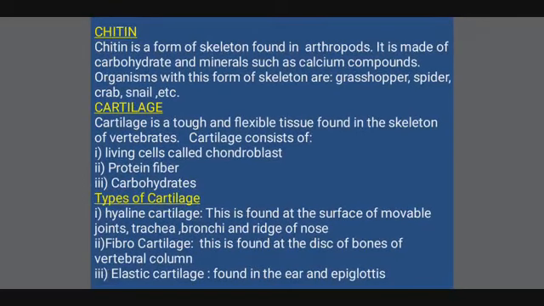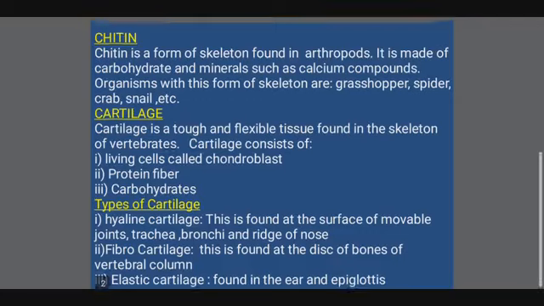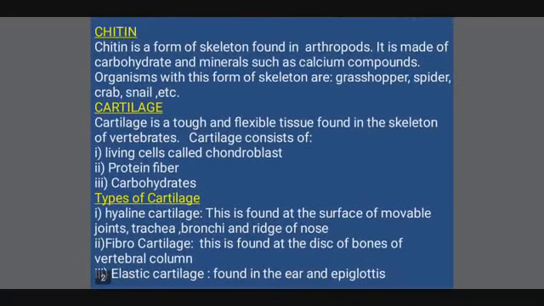Cartilage now, another form of skeleton. Cartilage is a tough, flexible tissue found in the skeleton of vertebrates. Take note of the word vertebrates. Cartilage consists of three materials. One of them is living cells, which are called chondroblasts. Living cells called chondroblasts. Can I hear you call it?